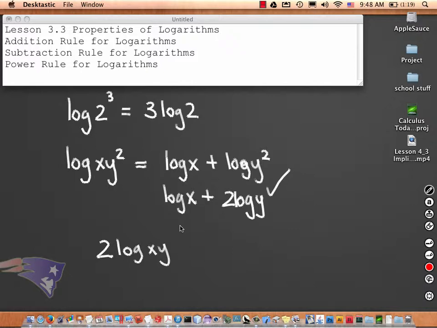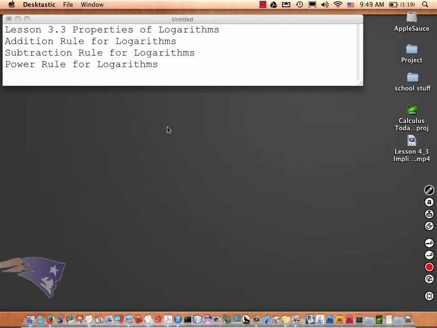So why aren't you writing it log x plus log y plus log y? I can. This is a shortcut. The power rule is the shortcut rule. It allows us to, because if I had log y to the 17, I am not writing log y plus log y plus log y plus blah, blah, blah, plus log y. So I'm going to write 17 times log y. Okay? It is very convenient.